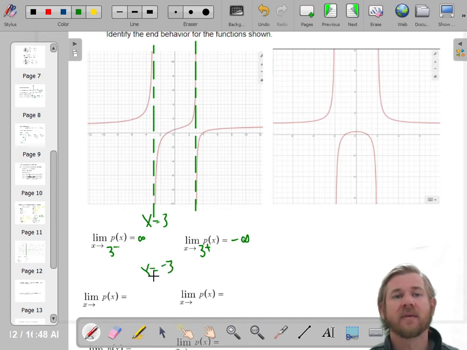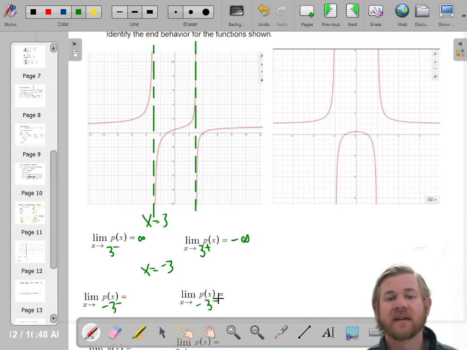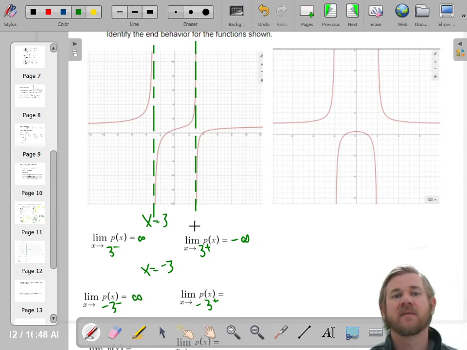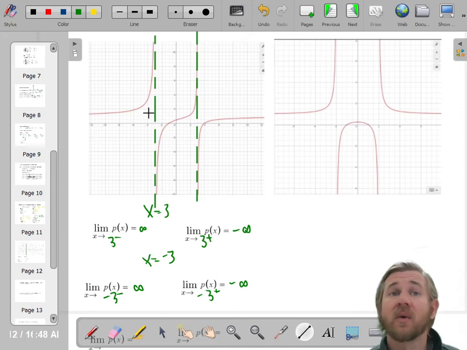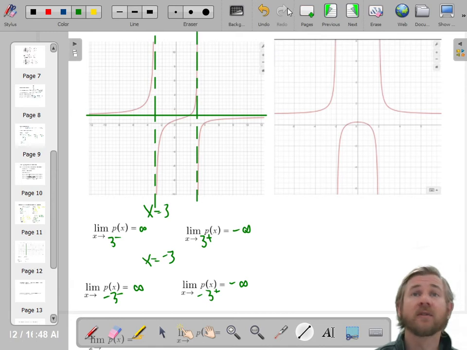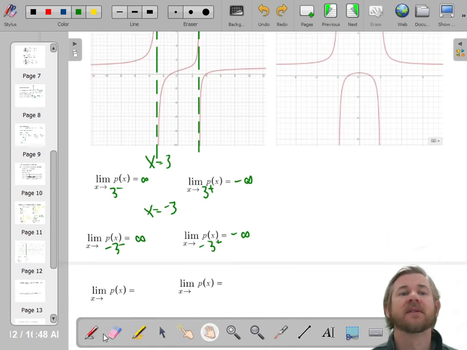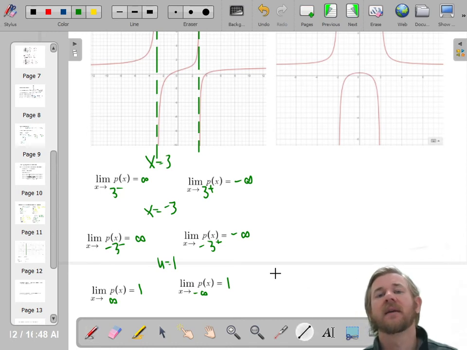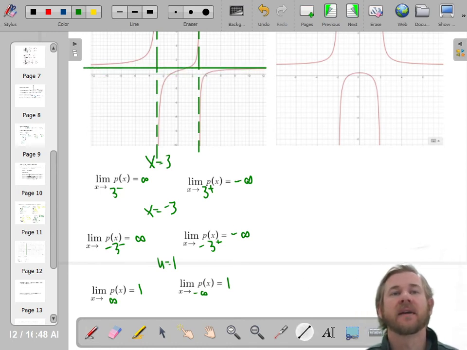What about negative 3? For this one, we do negative 3 from the left and negative 3 from the right. Negative 3 from the left goes up, and negative 3 from the right goes down, negative infinity. Now we also have a horizontal asymptote at y equals 1. For y equals 1, I need 2 limit statements as well. You're saying as x goes to the right and as x goes to the left, it approaches 1 both times. I'll draw that back in there. There you go.